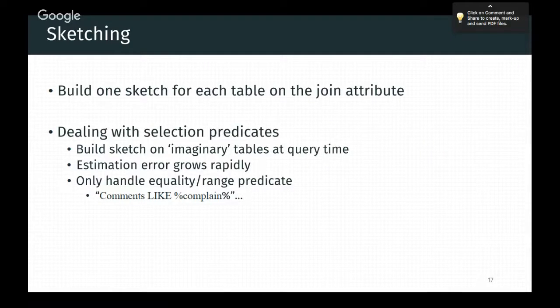And also, this method only supports equality and range predicates. It does not support complex predicates or user-defined functions.